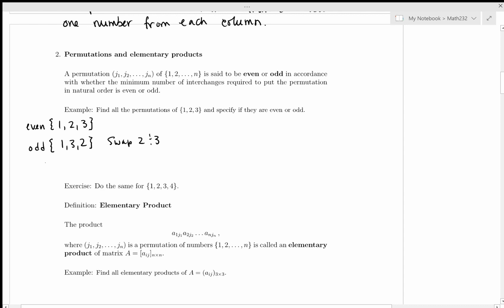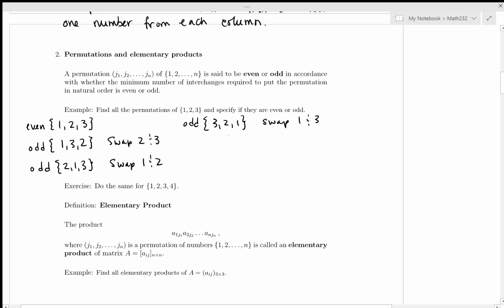And we're going to do them all. So let me get another permutation here, 2, 1, 3. In that permutation, I swapped 1 and 2. So it's going to take me one swap to get back to the original ordering. So that one's odd. Let's do another one, 3, 2, 1. And that is a swap of 1 and 3. And so that is an odd permutation as well.